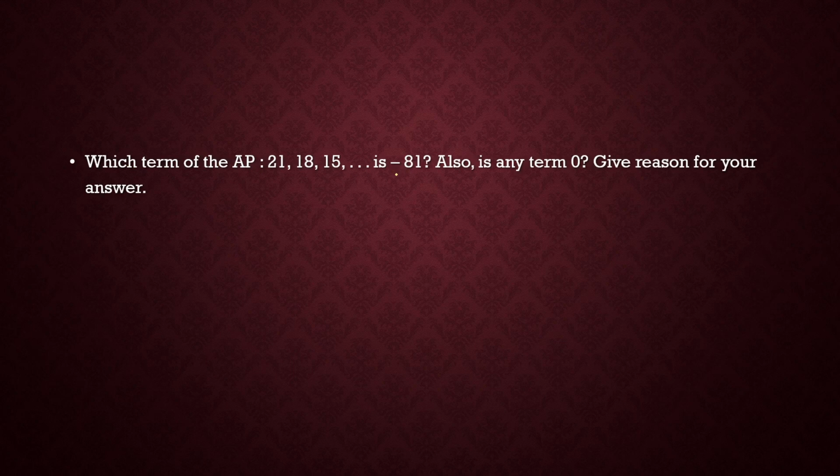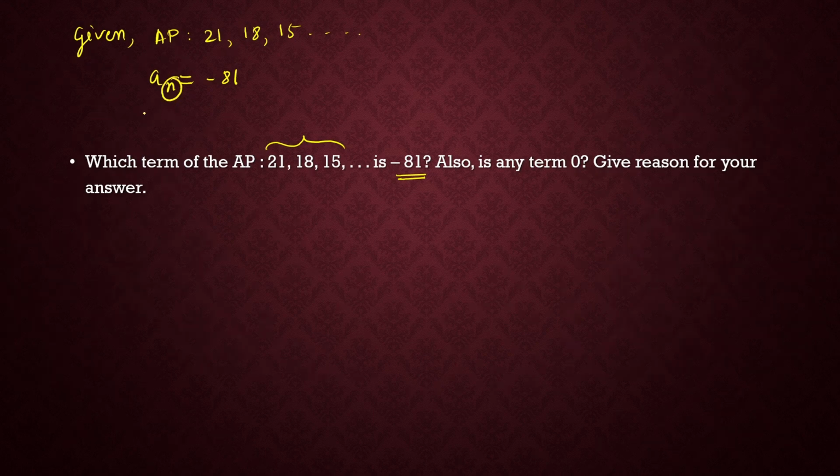Which term of the AP is minus 81? They have given you the AP here. Given: the AP is 21, 18, 15, and it goes on. And they've given us some term. Let's consider the term as an, that's equal to minus 81. Now they're asking which term it is, which means we have to find the value of n. Whether it is A5, A10, or A11, I don't know. You have to find that. So they are asking me the value of n, right?